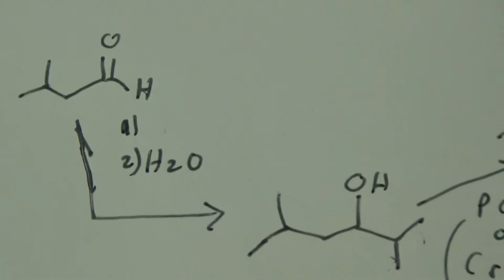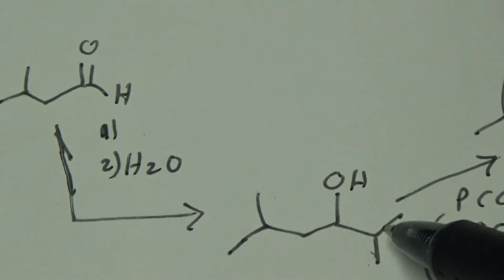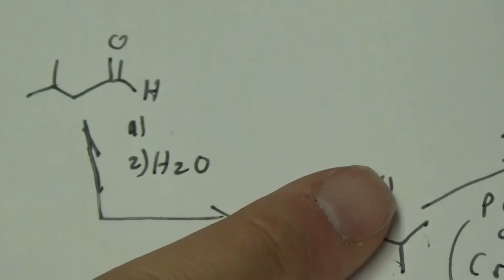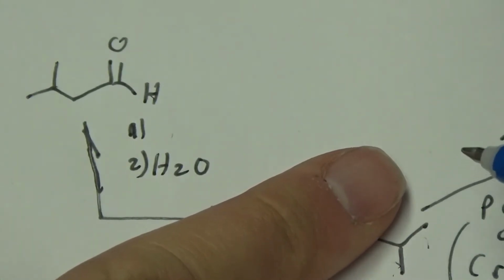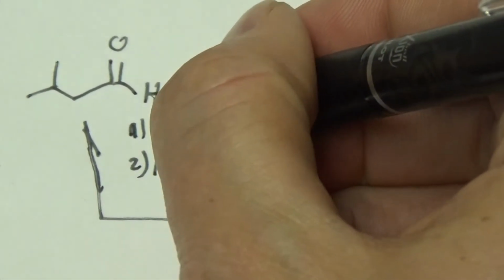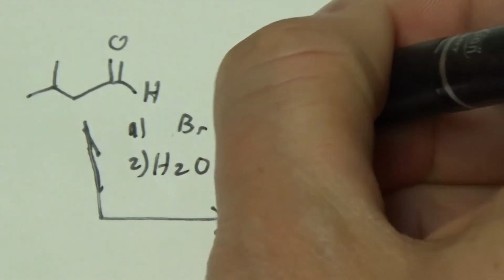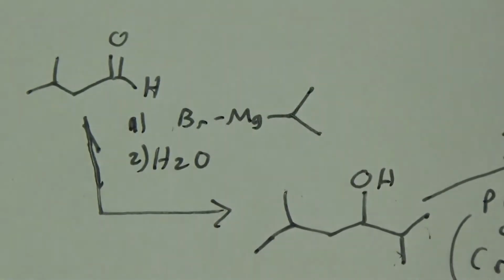Now we just need that reagent number 1. It's going to be Grignard, right? What's the Grignard going to look like? How many carbons is the Grignard going to be? It's going to be 3 carbons. 1, 2, 3. A 3 carbon Grignard, right? Aha! So now it's BrMg. There we go.